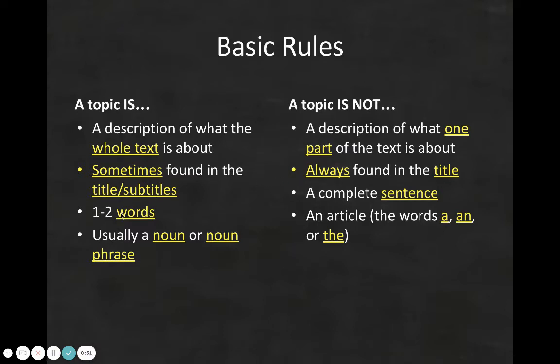A topic is only 1 to 2 words. A topic is not a complete sentence. A topic is usually a noun or a noun phrase. A topic is not an article, meaning the words a, an, or the. We should not see those in a topic. Again, because a topic is just those 1 to 2 words.